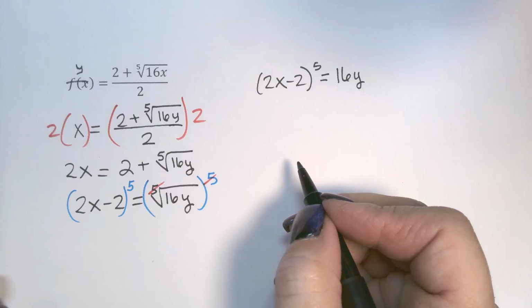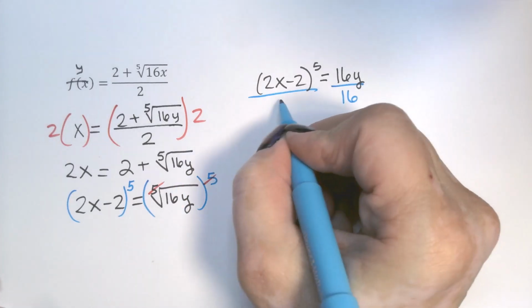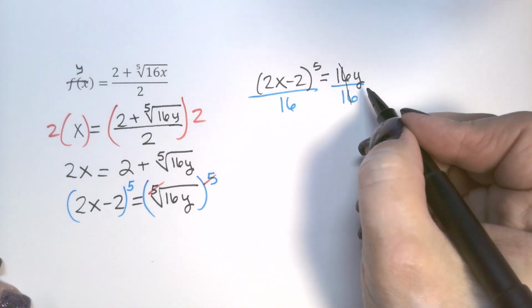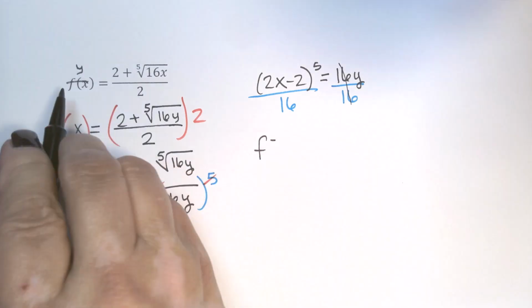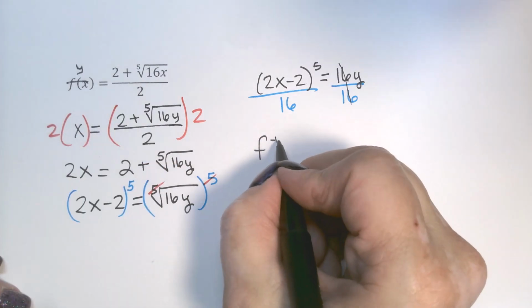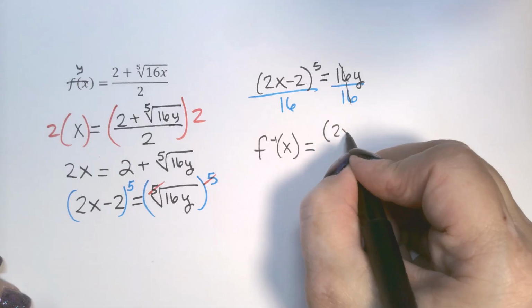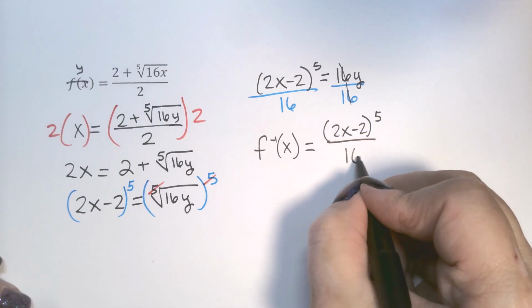So now all we have to do is divide by 16. And we got it. So our inverse function, that's going to cancel, and there's the y. So let's just go right for the answer. The inverse, this was f, so it's going to be f inverse of x equals 2x minus 2 to the 5th power over 16.